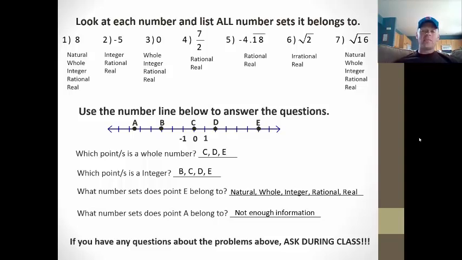What number sets does point E belong to? Well, we said E is 6, so that would be natural, whole, integer, rational, and real. Which number sets does A belong to? Well, the answer is not enough information. We do know it's a real number, right? We know they're all real numbers, but we don't know whether A is a decimal that terminates, repeats, or doesn't do either of those. We can't determine if A is rational or irrational from the information we're given. So we have to say there's not enough information to know all the number sets that A would belong to.